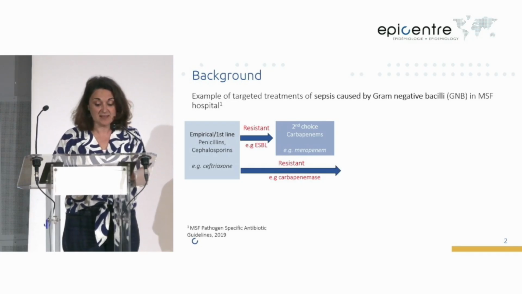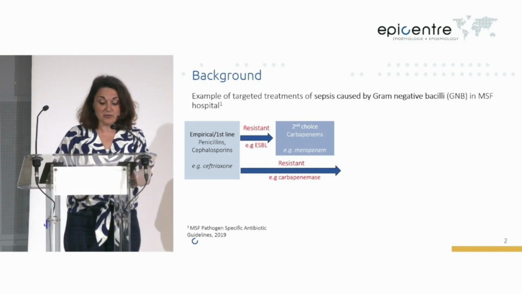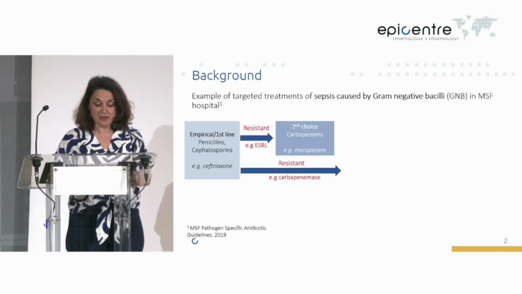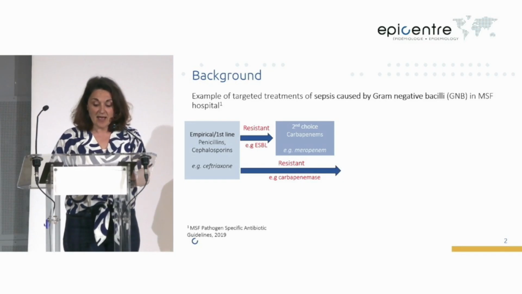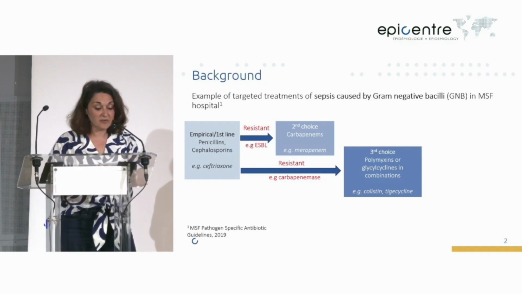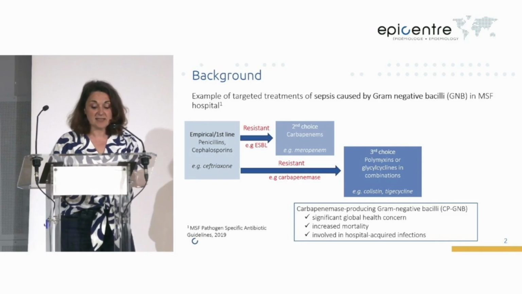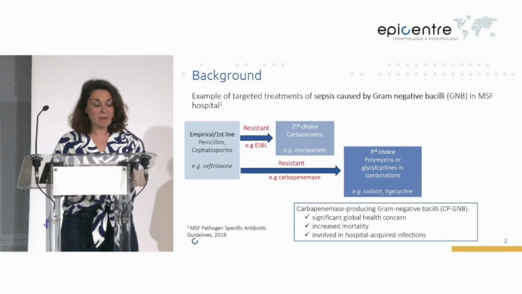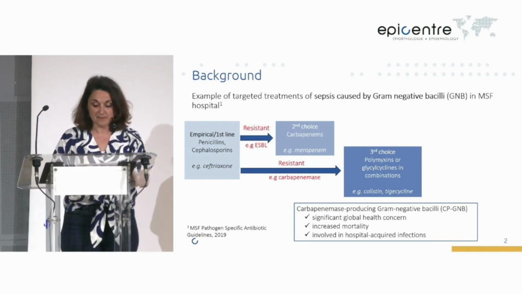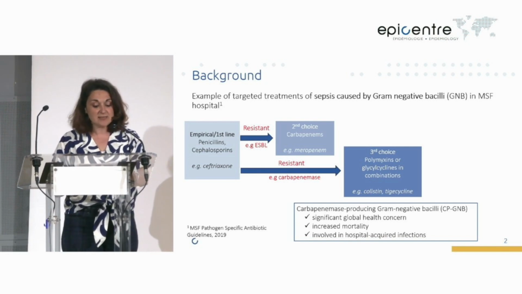However, if your bacteria is also resistant to carbapenem because it produces an enzyme called carbapenemase and therefore is a CPE bacteria, then you have to fall back on colistin or on other antibiotics, cyclines. And so we are going to focus on these CPEs.